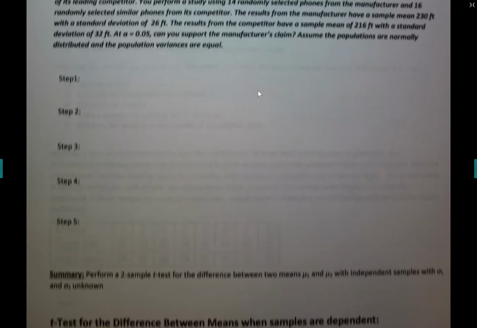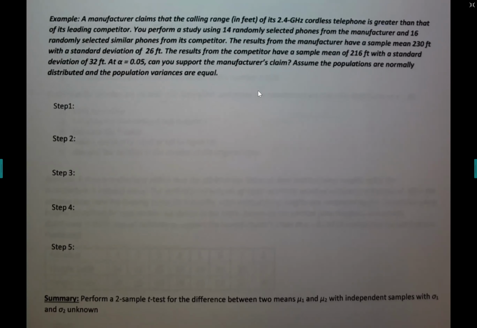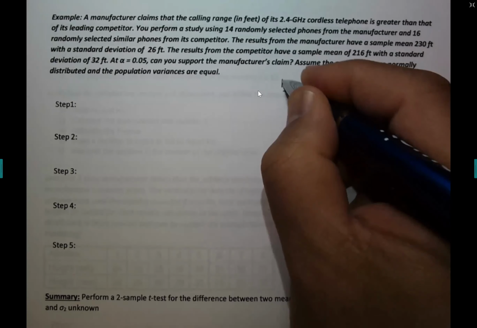Okay, here you have to add some data. I think I forgot to include that, but I'll do it right here. A manufacturer claims that the calling range in feet of its 2.4 gigahertz cordless telephone is greater than that of its leading competitor. Let me just create a list. This is the competitor here, and this is the manufacturer.